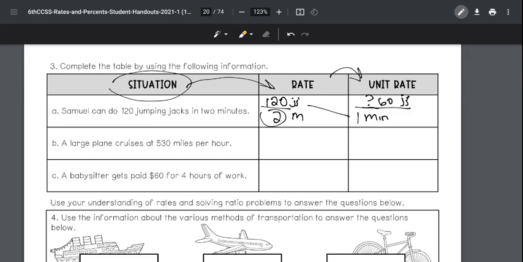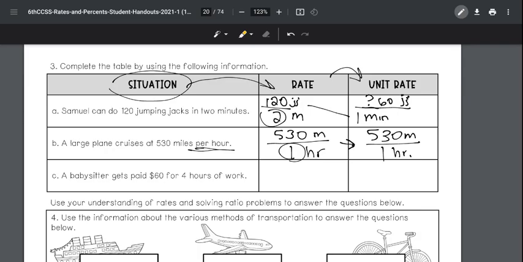B, a large plane cruises at 530 miles per hour. So we know for our rate, our total distance was 530 miles, and we were talking about 1 hour. And you might be thinking, well, isn't the unit rate dealing with 1? You're correct. It's going to be the exact same thing. Since they already told us per hour, they gave us the unit rate. So they gave us the rate and the unit rate. It does not change. So all you have to do is rewrite 530 miles per 1 hour.